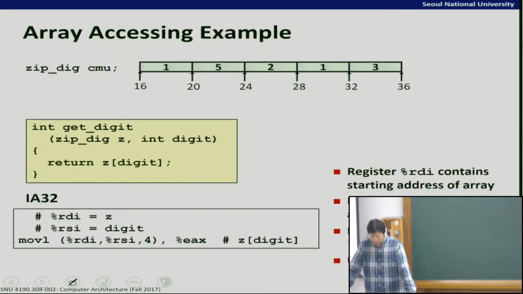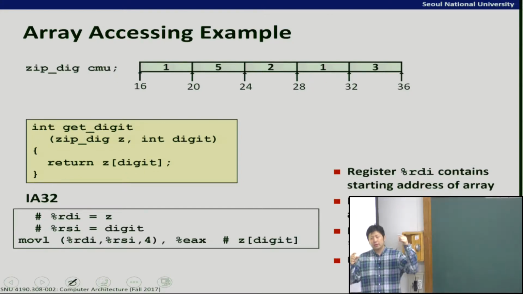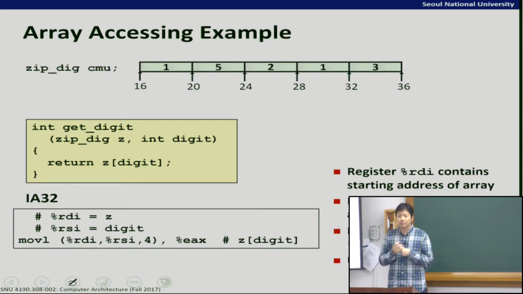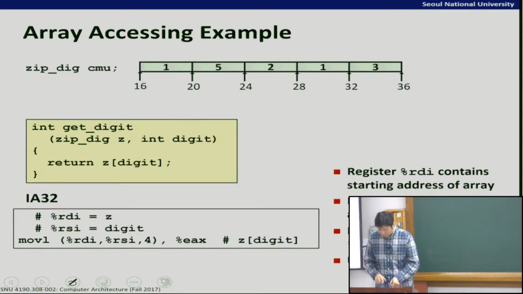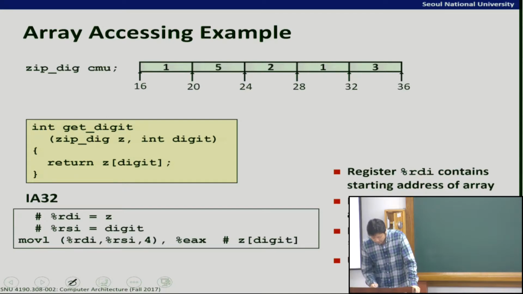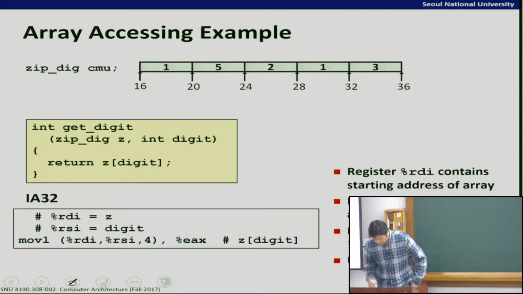So let's see how this array accessing code is generated by the compiler. Here is a very simple function, like get digit. It takes a pointer, the starting address of the zipdig, as input, and also the index, which digit we are referring to. So it receives the starting address of the array and the element index, and returns the digit at that location.